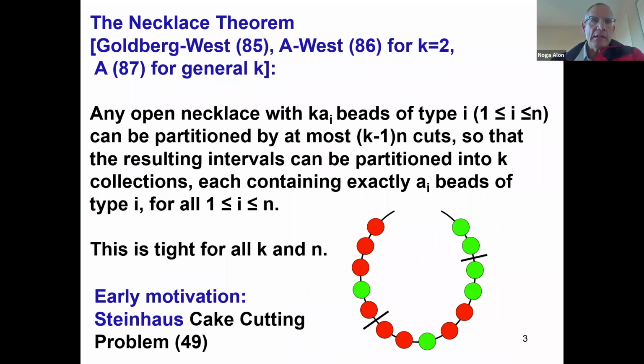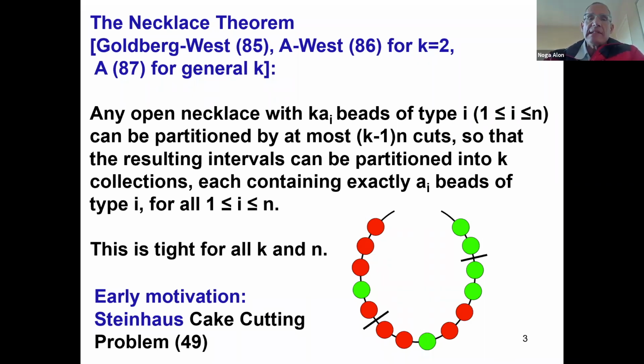In this form, a special case of k equals 2 was first proved by Goldberg and West, and then we found a very short proof, and the version that I describe here is a generalization. It says the following. Suppose we have a necklace and we open it at the clasp, so it's just an interval of beads. And suppose for simplicity that the number of beads of each type is divisible by k. So we have altogether n types of beads and k times a_i beads of type i.